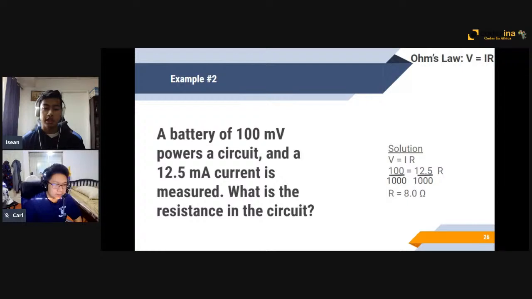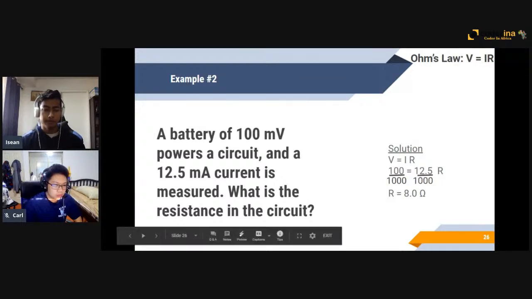First, we change 100 millivolts into volts, and 12.5 milliamps into amps, through a simple conversion. We just divide both of them by 1,000 to get volts and amps. So we get 0.1 volts and 0.125 amps. We isolate the R and we get 8 ohms. 8 ohm resistance in the circuit.